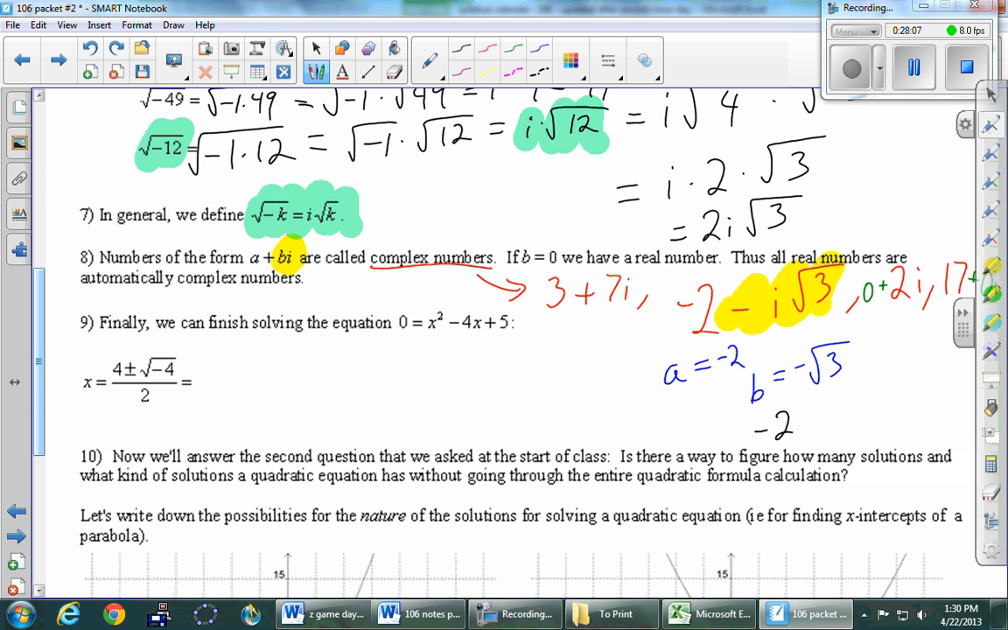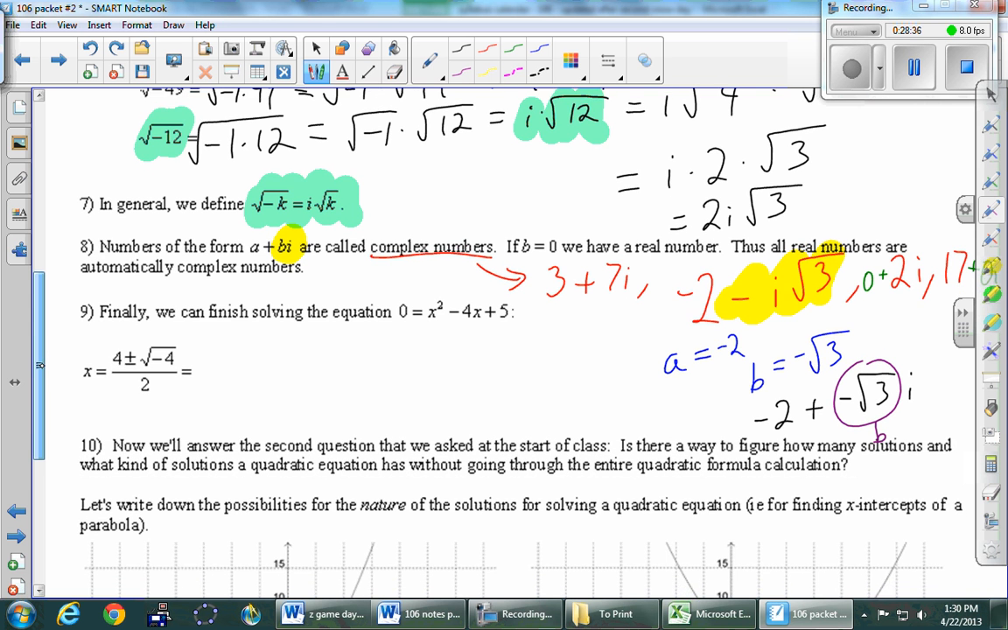But would you agree that negative 2 minus i radical 3 is the same as negative 2 plus negative radical 3 times i? Right. Subtraction. Maybe at some point in your past, you automatically wrote subtraction as adding a negative. So that's all we're doing. We're just saying that that right there is the b. It happens to be negative, which is why I said addition or subtraction doesn't much matter. Okay. Don't worry about that detail if you didn't quite get it at that point.